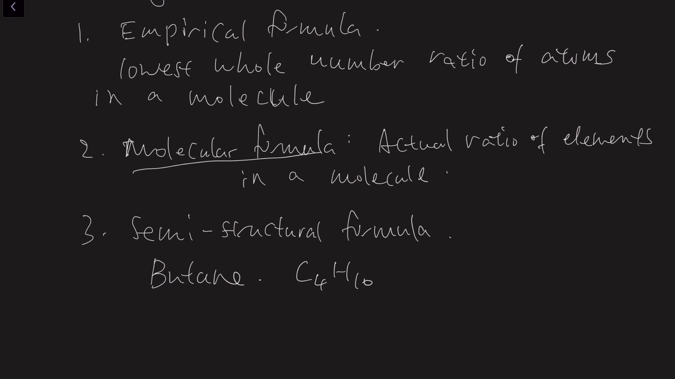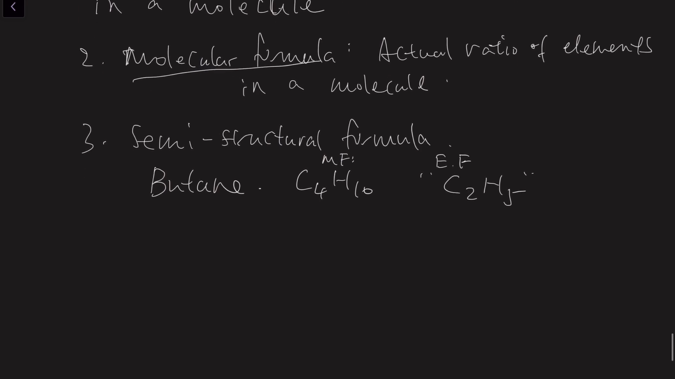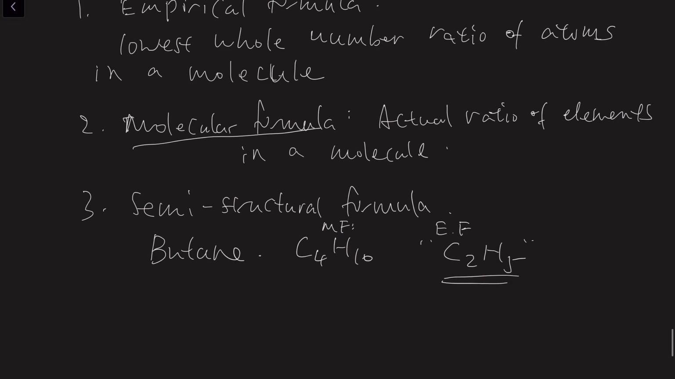And the empirical formula, so this is the molecular formula. The empirical formula is the lowest whole number ratio. So you can actually divide this by 2 to get the lowest ratio, C2H5. So this is the empirical formula. And this does not actually correspond to any compound. It's just the lowest ratio of atoms in the molecule. So if you want to draw something with formula C2H5, I don't think it's very possible.